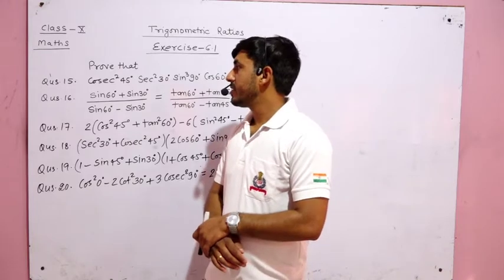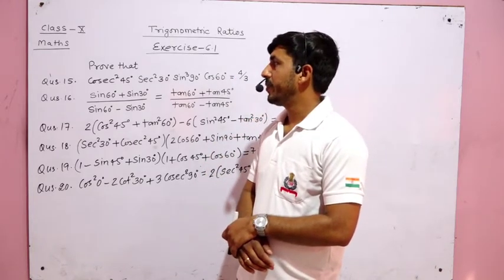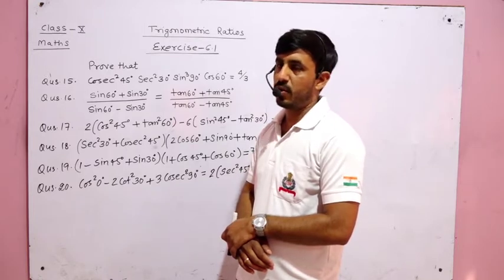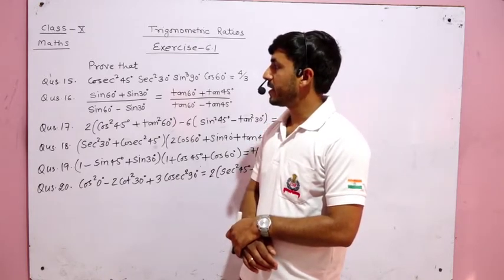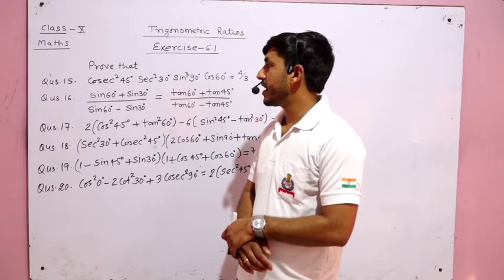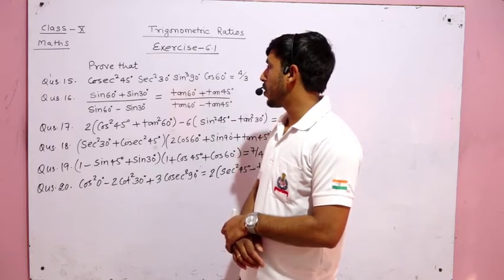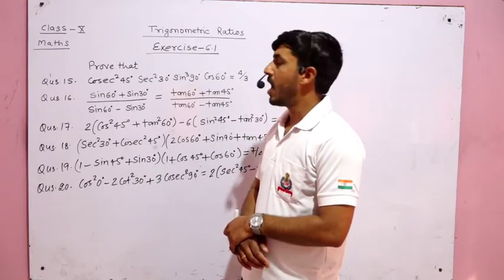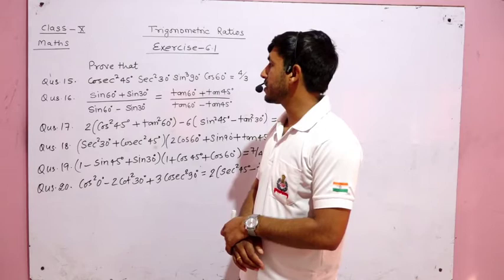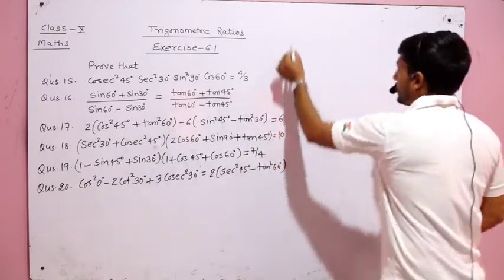Today we will discuss the next part, and in the next part we have the question as given on the board. Prove that question number 15: cosec square 45 degree, sec square 30 degree, sin cube 90 degree and cos 60 degree, the multiplication of all these functions is equal to 4 by 3. We have to prove this.